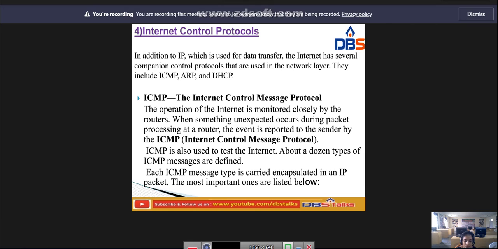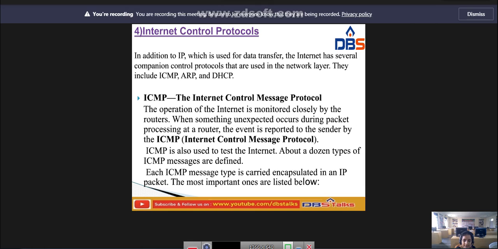So the event is reported. Any unexpected thing that happens in the processing of data packets in the router, the event will be reported to the sender by ICMP. ICMP, the Internet Control Message Protocol, will be sent to the sender. So ICMP is used to test the internet. Whenever we get that message, we test it on the internet.